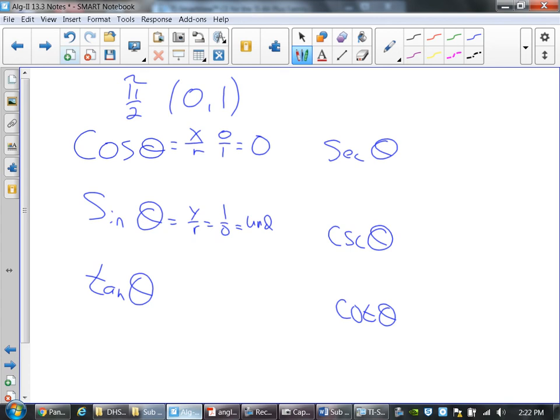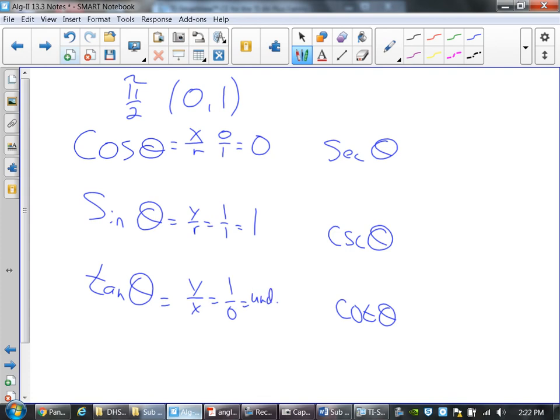Sine is y over r, which is 1 over 1. I'm sorry, I wrote that backwards. 1 over 1. I got ahead of myself. Sine at 90 degrees is 1 over 1, your opposite over your hypotenuse. Tangent is your y over x, which is your 1 over 0, which is undefined.